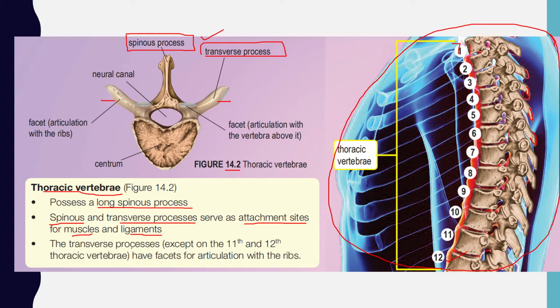So transverse processes except on the 11th and 12th thoracic vertebrae, meaning daripada T1 sehingga T10, they have got these facets for articulation with the ribs. So you see here, these are the ribs. So the ribs ventrally di depan ini, they are attached to the sternum. So dorsal, belakang mereka adalah attached to this transverse process of the thoracic vertebra.